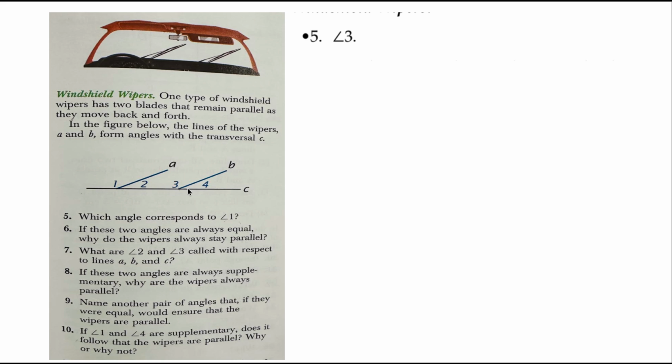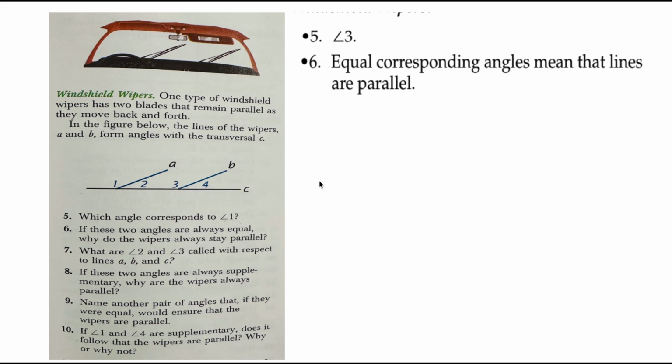Number 6, it says, if these two angles are always equal, why do the wipers always stay parallel? Well, the lines of these wipers always stay parallel because equal corresponding angles mean that lines are parallel. So this is going to be using the information in number 5 that these angles are corresponding, meaning that these lines are parallel.